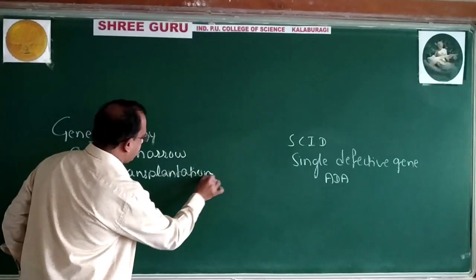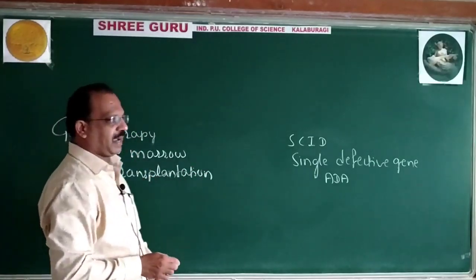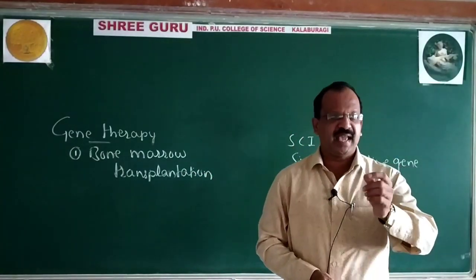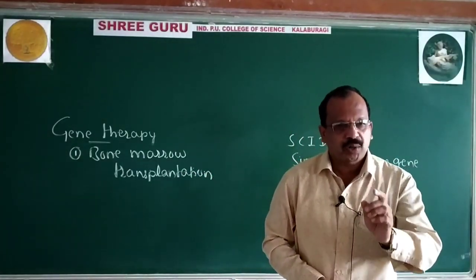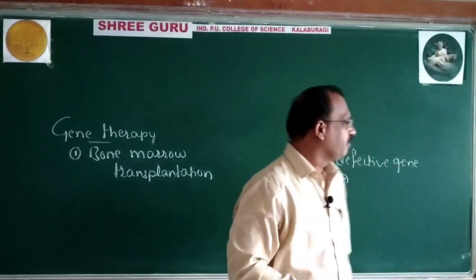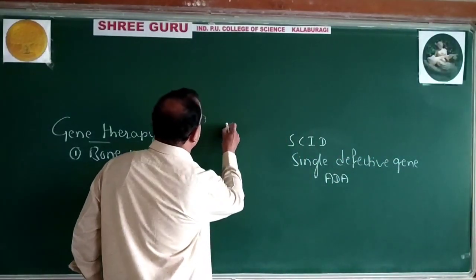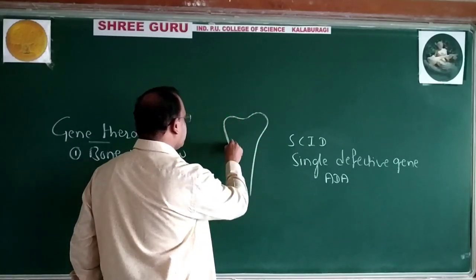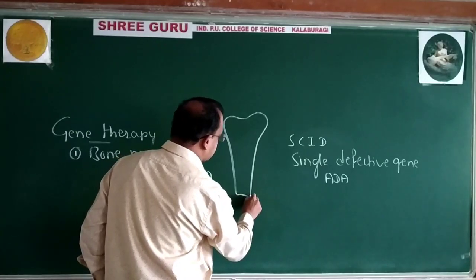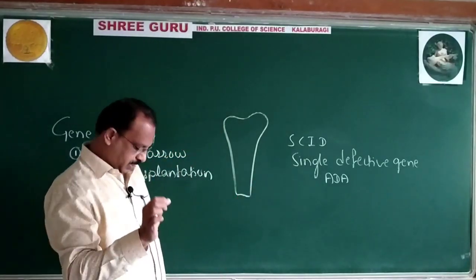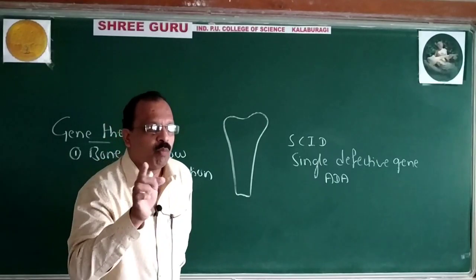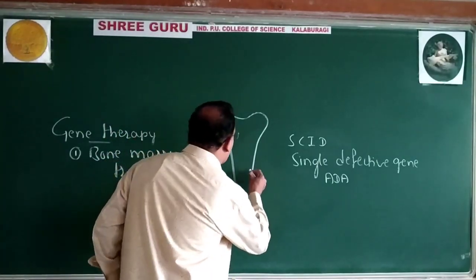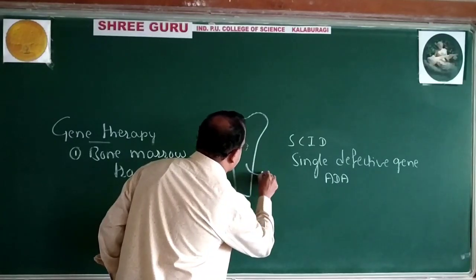Bone marrow transplantation. Back to PUC first year, chapter Structural Organization in Animals, where we come across that bone is not a solid structure. Most of the bones have a central cavity known as marrow cavity or medullary cavity.